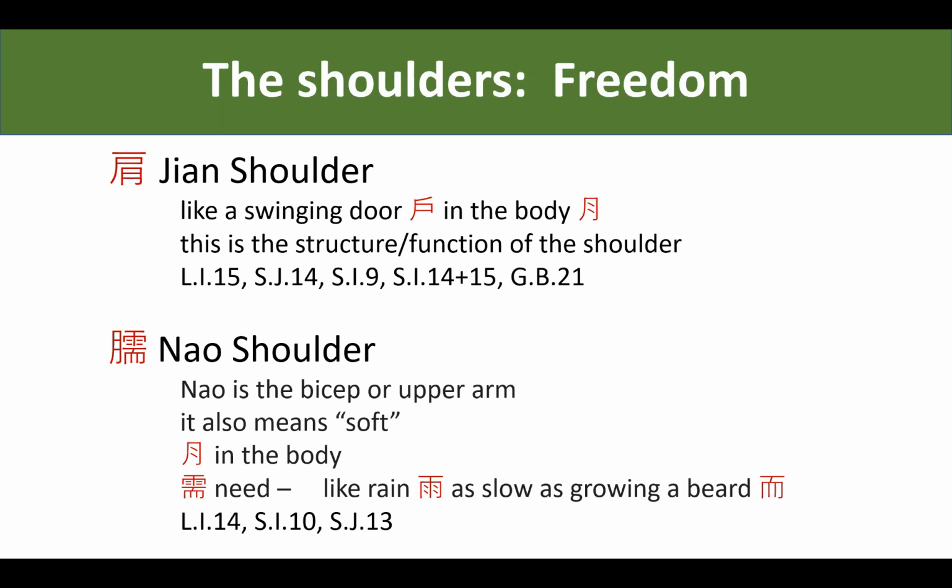Now people translate that also as shoulder, but it's actually more like the area, more like the soft tissue. It's like the rain. It's something in the body that is soft, like the rain that's falling softly, like the beard grows slowly. I know it's a little weird. And you have three points that have this character. So the shoulder can be this freedom of swinging, or this sort of softness in the body.